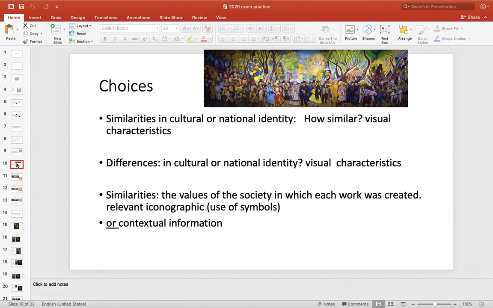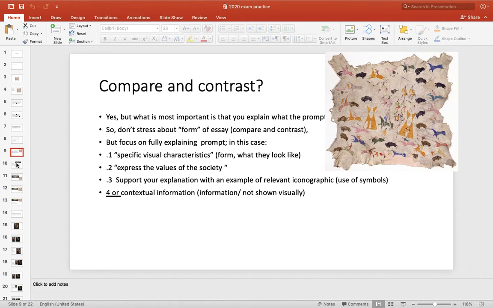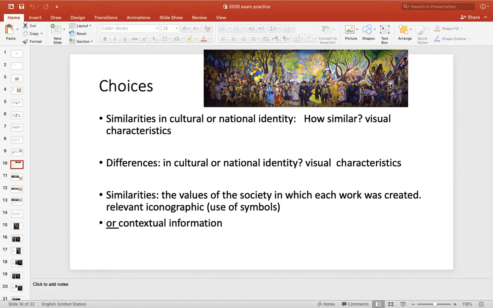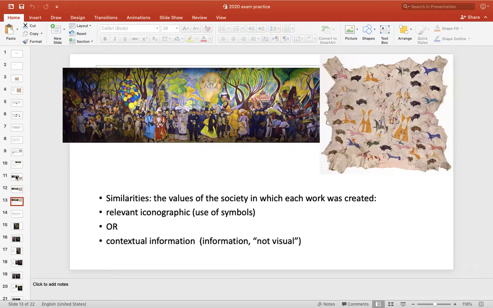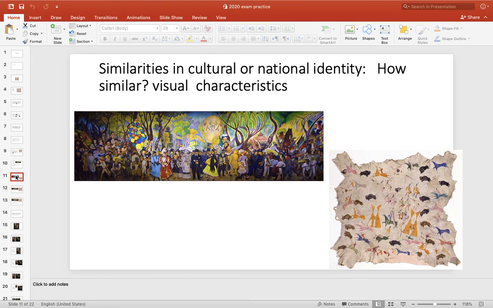So at least try to write about one. Hopefully you get both, but don't give up on a prompt. If you know one, write about one. And you could either write about this work first and then that work, or you could just follow along, one paragraph on similarities, one on differences, and one on the values. Okay. Then the other one, so that's going to be a 30-minute write, and that will be number 1.